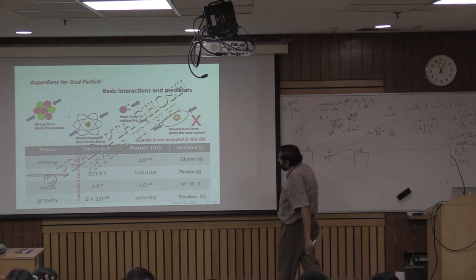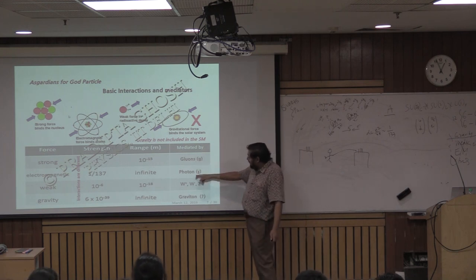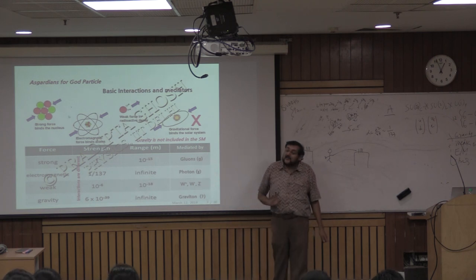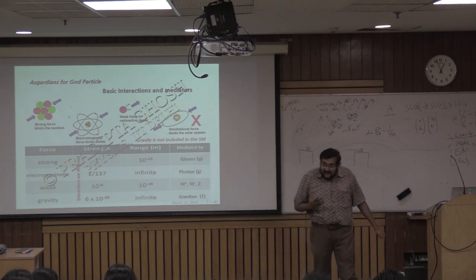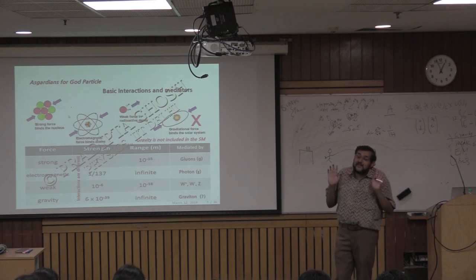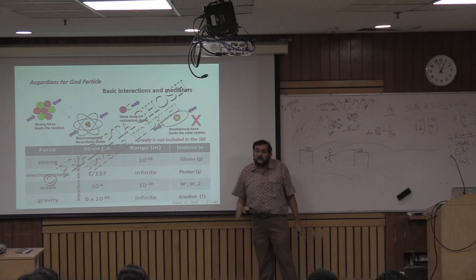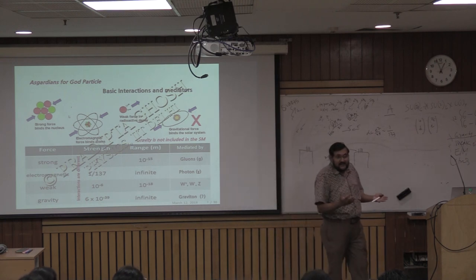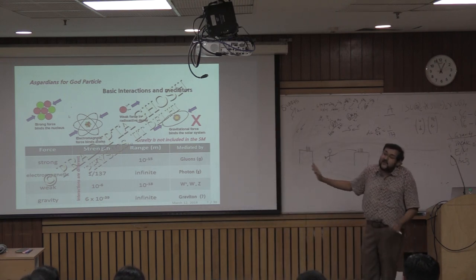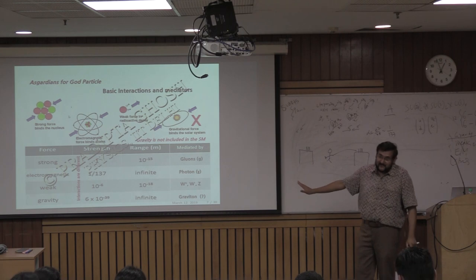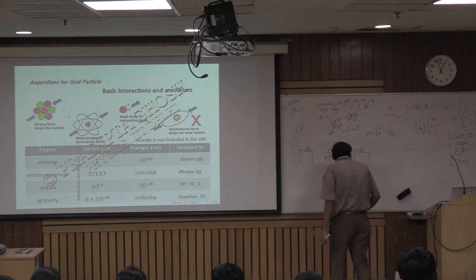And as I already said, the interactions are mediated by gluons, photons and so on. Graviton, as of now, is a hypothesis. Based on the way we have discovered things so far, we believe there must be some hypothetical particle known as the graviton, which is going to act as the mediator of gravity. But as of now, we have no experimental signature of the graviton. So maybe one of you can discover it in the future.